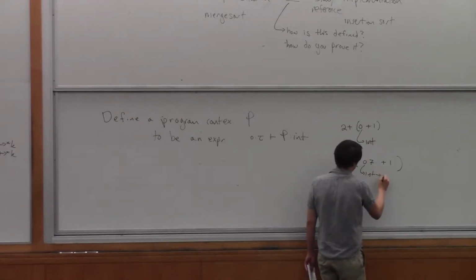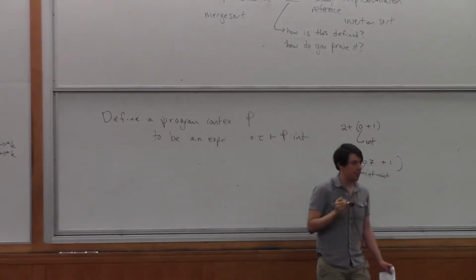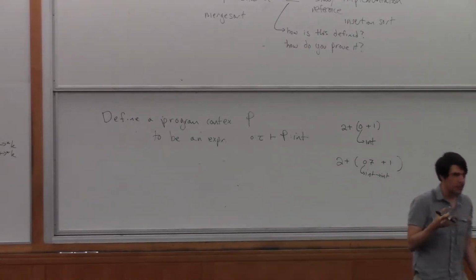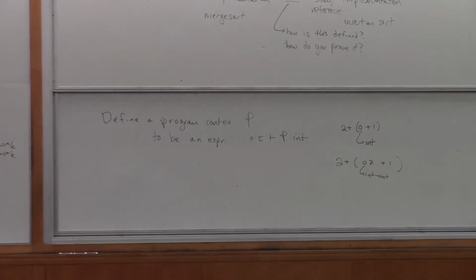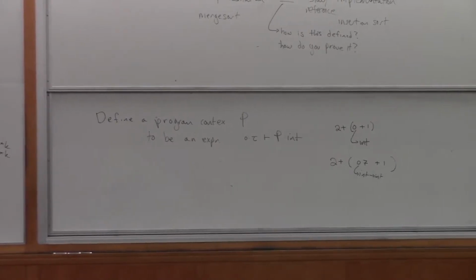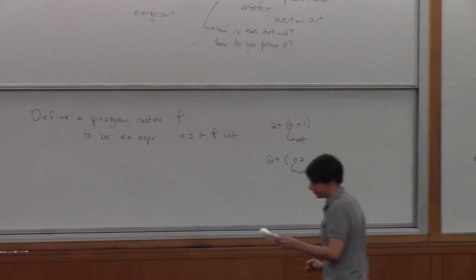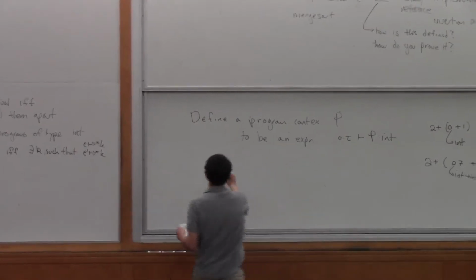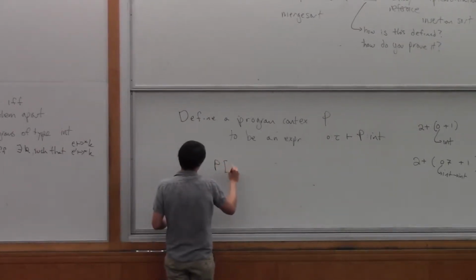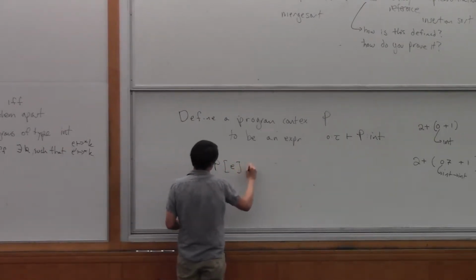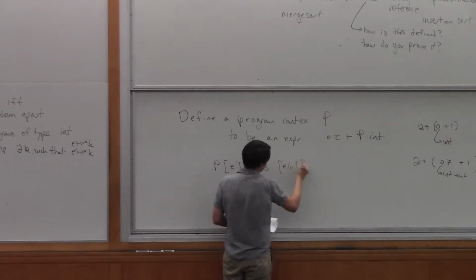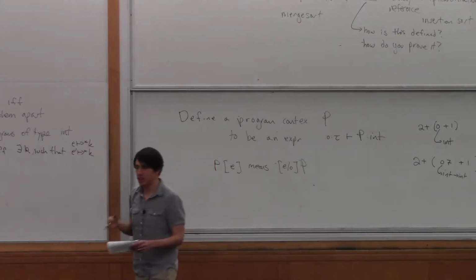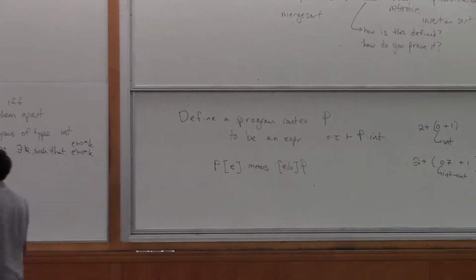Good. Right, so the hole can be of any type, but in a program context, the overall context has type int. The idea is it's a way of taking a value of a type, tau, and making a complete program out of it. And just to simplify things, P brackets E means plug in E for the hole in the context. Okay, so that's filling the hole with a particular expression.